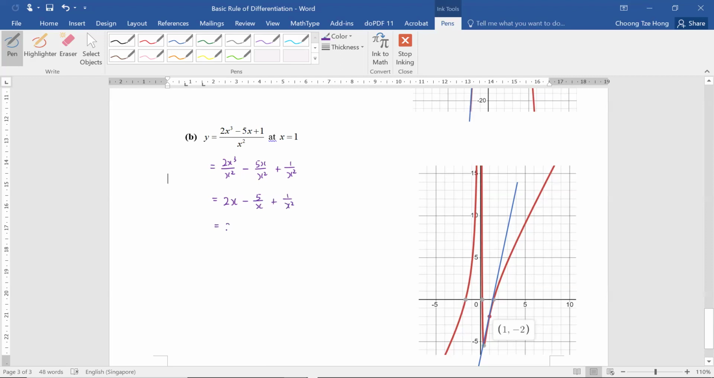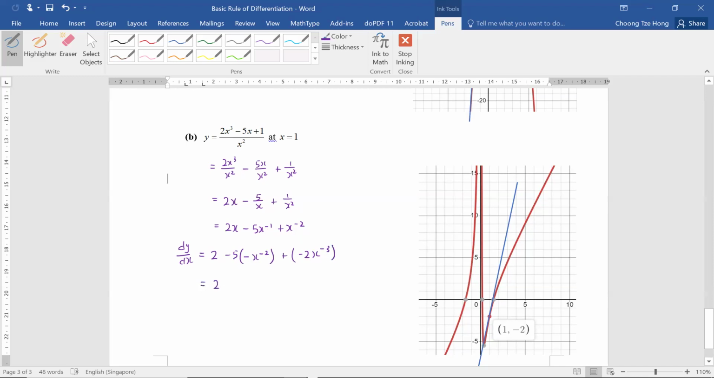We'll put it in a form suitable for differentiation. We'll bring it up, plus x to the power of minus 2. Let's differentiate this now. dy over dx will be, differentiating 2x, we're left with 2. For x to the power of negative 1, bring the negative in front, x to the power of negative 2, reducing the power by 1. Then differentiate x to the power of negative 2, bring the power in front, and reduce the power by 1. So this is what you get.